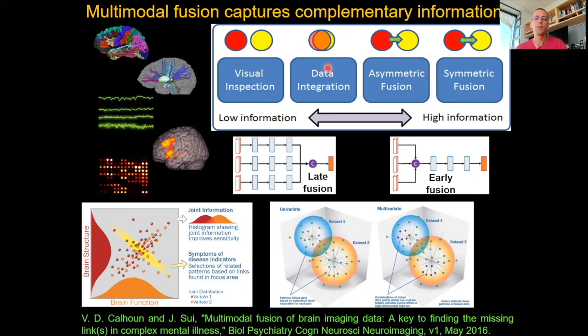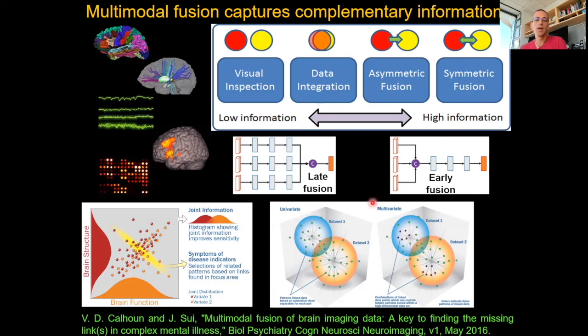Data integration is something like PET-CT fusion, where you co-register modalities. Asymmetric fusion is constraining one modality with the other, so EEG constrained by fMRI activity, for example. And symmetric fusion is jointly analyzing multiple modalities at once. So we have this spectrum from low to high information.